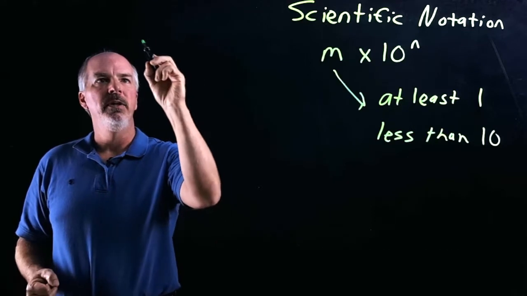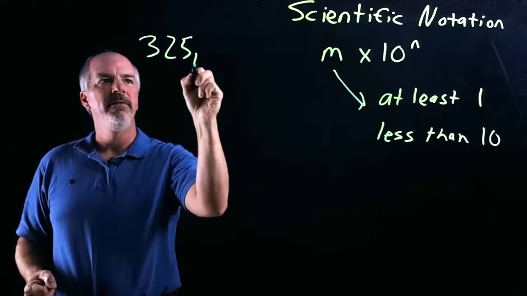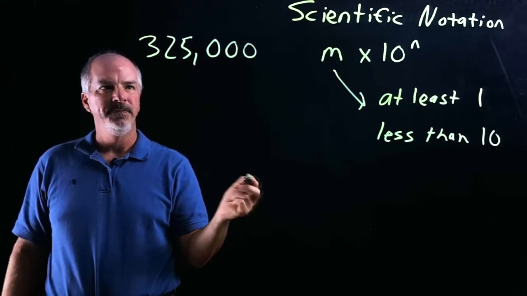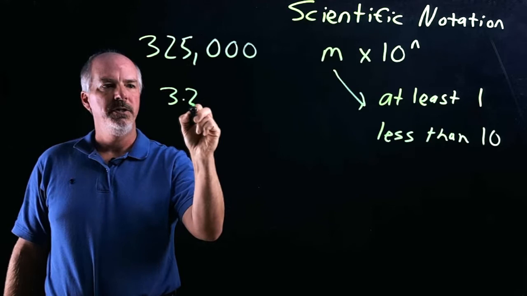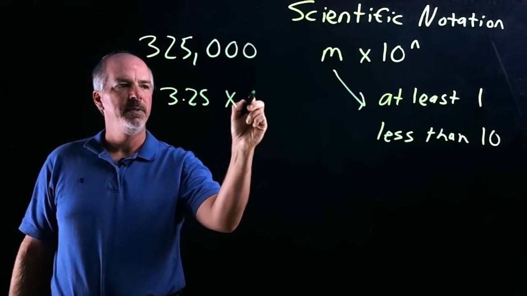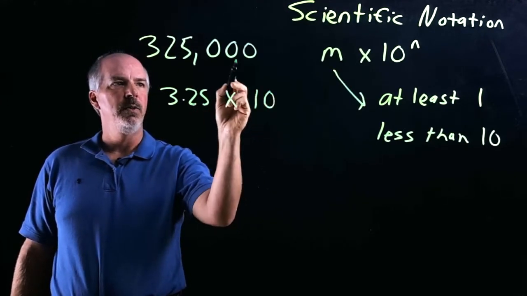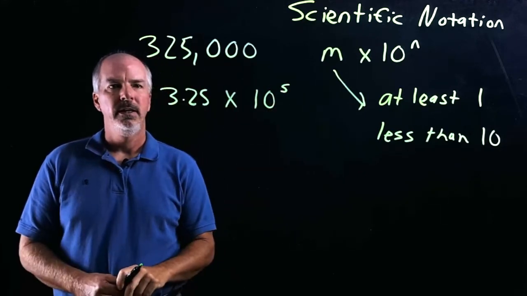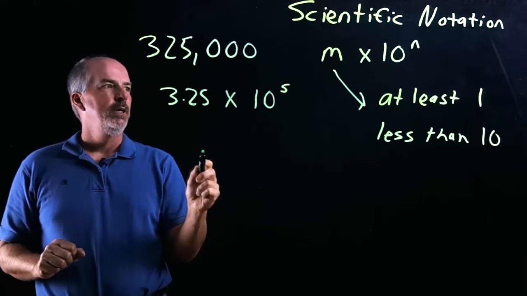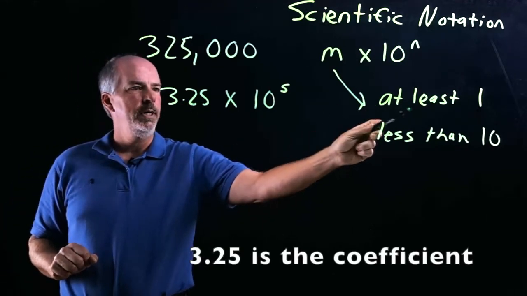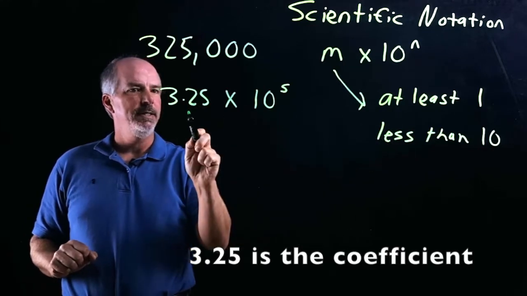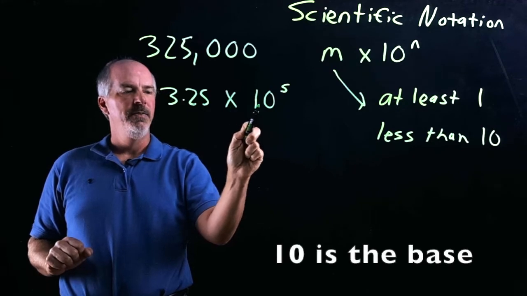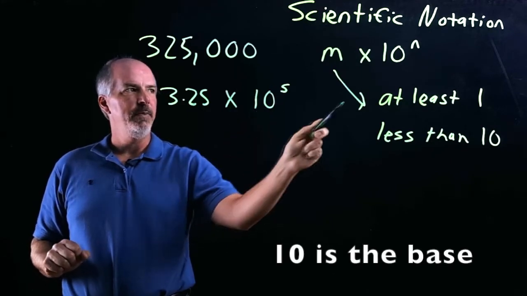If we have the number 325,000 and we want to write it in scientific notation, we would put 3.25 times 10 to the 1, 2, 3, 4, 5 fifth power. Okay? All right. So let's look at this. 3.25, is it at least 1? Yes. Is it less than 10? Yes. It's 3.25. That's our first factor. Our second factor is a power of 10. 10 to the fifth is a power of 10.